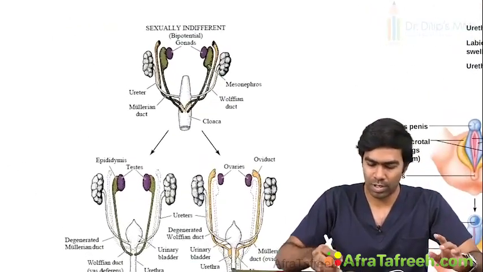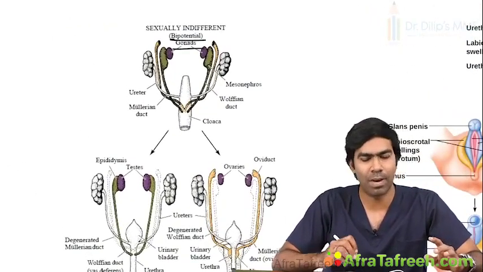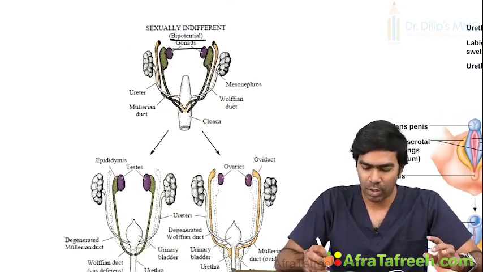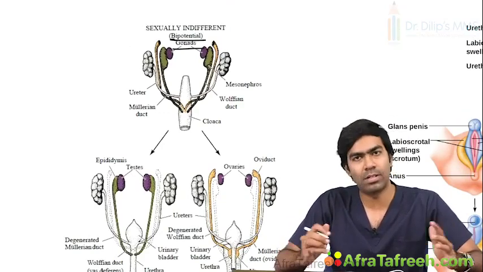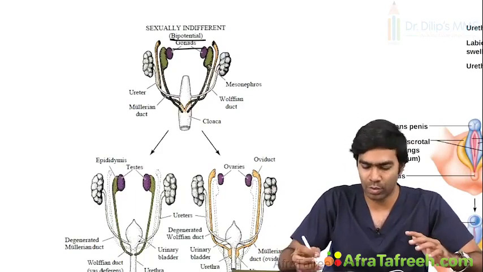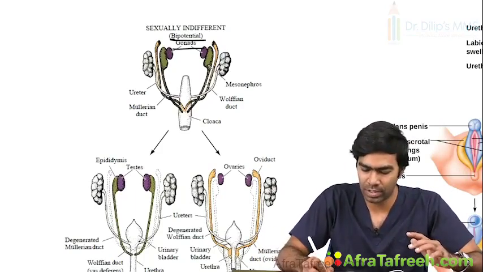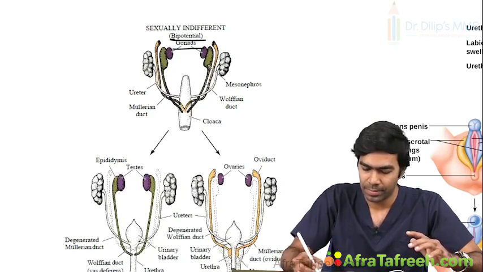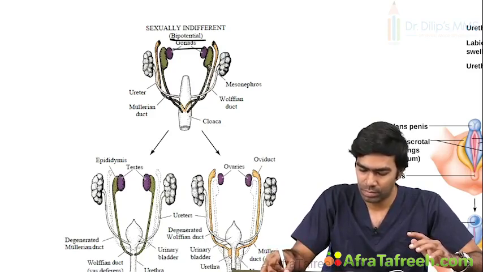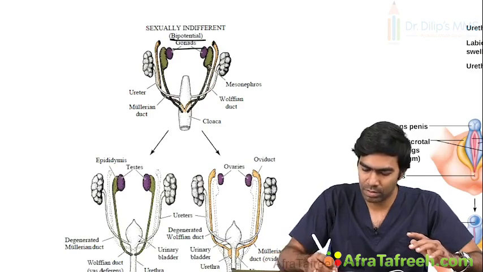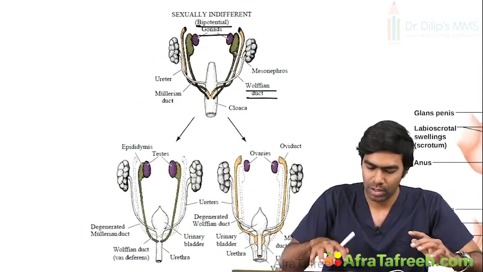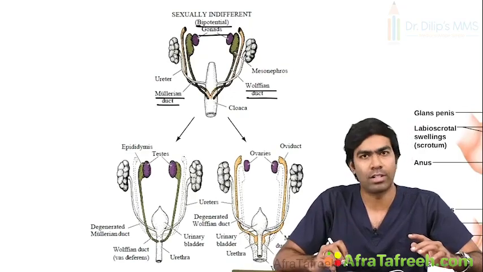So I told you by around 6 weeks time, you will have a bipotential gonad, where the gonad might go towards testis or as well as an ovary. At that time you have a mesonephric duct, which is otherwise called a Wolffian duct, and you have a Mullerian structure called a Mullerian duct. Both will be there.